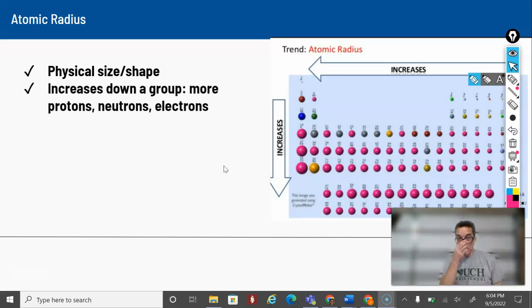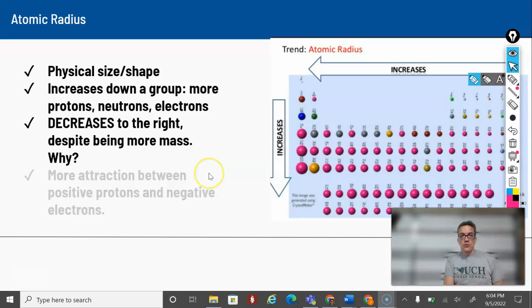So the pattern that we see is that they do get bigger as you go down the group. So if we look in column 1, the alkali metals, we start with lithium. We're actually at the top with hydrogen. And it almost looks like a piece of candy. It is getting bigger as you go down it. That should make sense because you've got more protons, you've got more electrons. There's just more stuff, so we would expect them to get bigger.